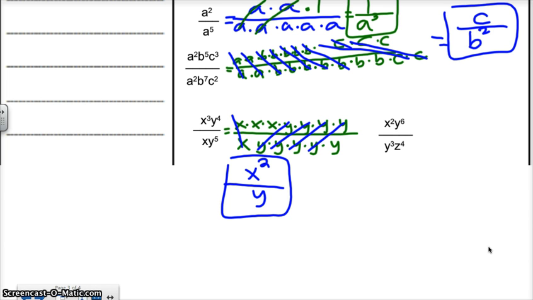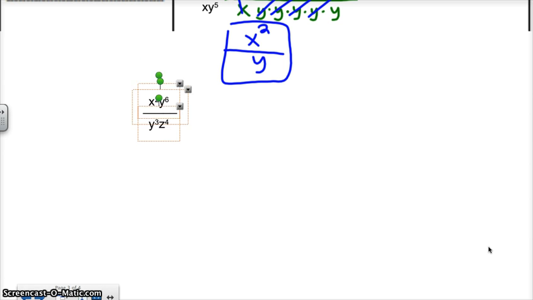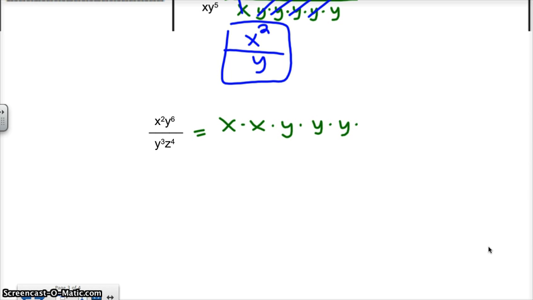X squared, y to the 6th over y cubed, z to the 4th. I know I'm going to need some room here, so I'm going to move this over if I can. Okay. So, expand it out. I have 2 x's on top, 6 y's, all over 3 y's, 4 z's.